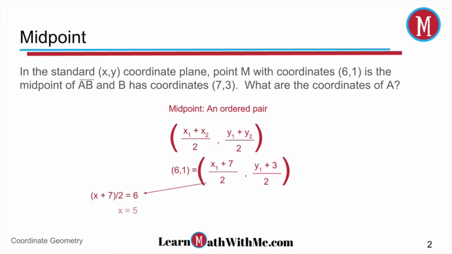First of all, we know the x-coordinate value for the midpoint is 6, and when we plug that in and solve as an algebraic equation, we get x is equal to 5. Same thing for the y value. We'll plug in that the midpoint value is 1, and we get y equals -1. So that gives us the coordinates for point A, which is 5, -1.